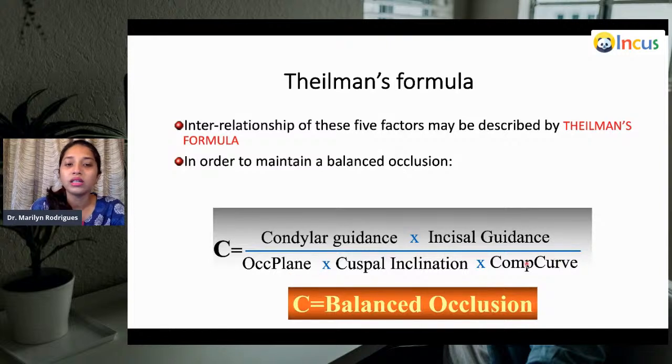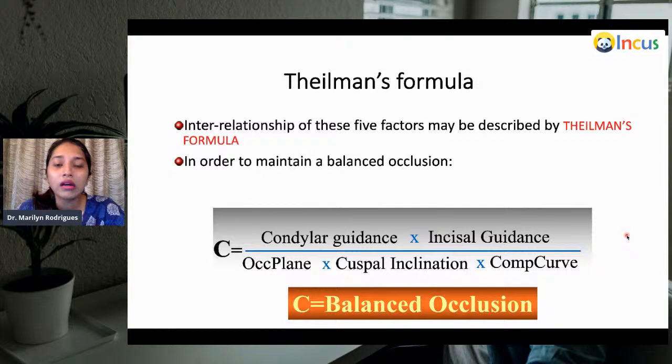Okay, so what does he mean to say is when your condylar guidance increases, suppose your patient has a very high condylar guidance, you will have to compensate to give balanced occlusion by increasing cuspal inclination or increasing the compensating curves or increasing your occlusal plane, because these are directly proportional. You can imagine that these three are directly proportional to your condylar guidance. So if your condylar guidance increases, any one of these things will have to be increased to get balanced occlusion in your complete denture. Same thing with incisal guidance. So if you remember this formula, any example or clinical situation they put forward in an MCQ question, you will be able to solve it.